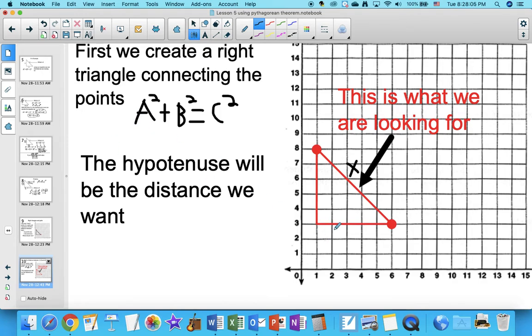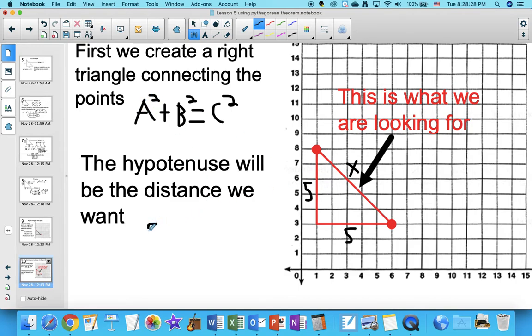The length is 1, 2, 3, 4, 5. So this has a side length of 5. What's the side length of this one? 1, 2, 3, 4, 5. This is also a side length of 5. Now I'm looking for x. I have the two sides of my right triangle. I just pop it into my equation. No, let's make A this 5.